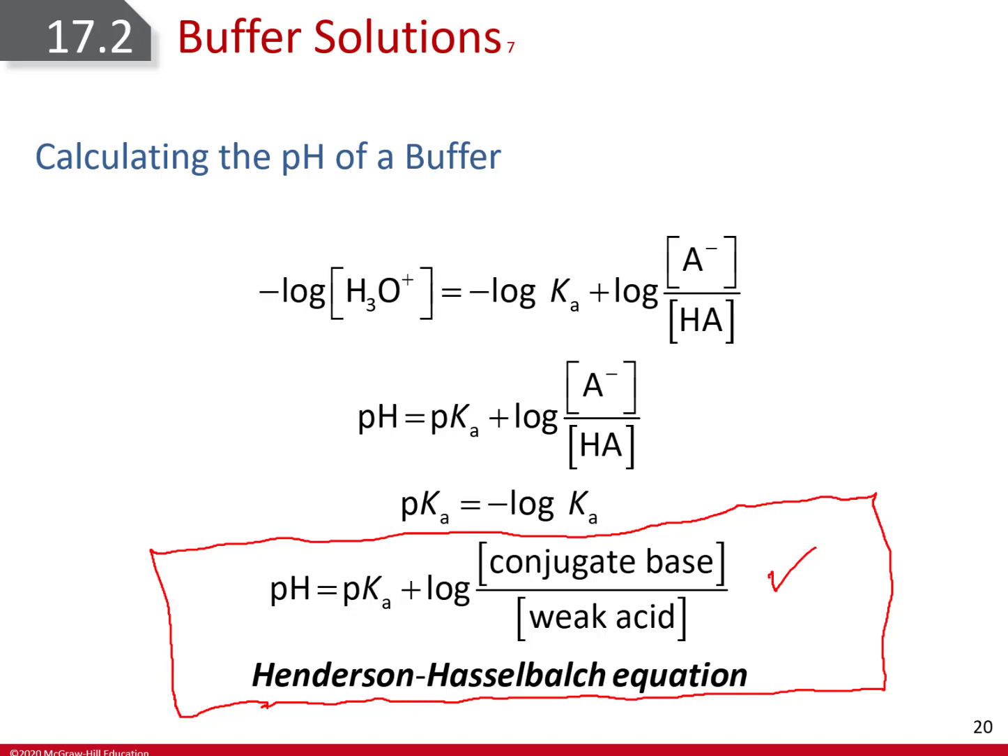pH equals pKa. Remember, nothing fancy about P. P just stands for negative log. We saw it when we talked about pH. All right, so negative log of this goes here, and negative log of Ka is called pKa. And then the key here, this is the most missed part, is we change the sign. This is plus now, and it's the log of the conjugate base over the molecular acid. Henderson-Hasselbalch equation.